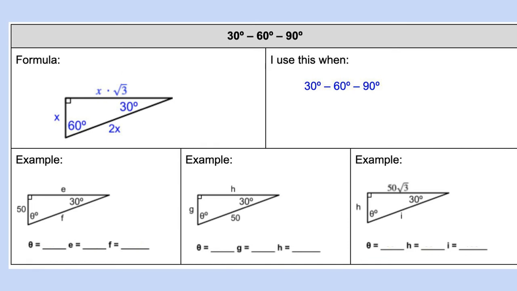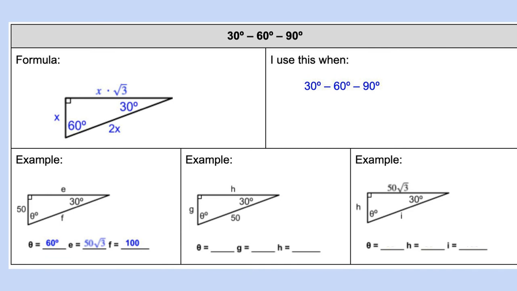So let's do this first example here. We're going to start by filling in the angle for theta. So it looks like we're going to have a 30, 60, 90 triangle. And then we want to think about, do we have the short leg to start with, which we do. So we do have this short leg here. So in order to get the other leg for E, we're going to multiply it by the square root of 3. So we're going to do 50 times the square root of 3. And then to get the hypotenuse, we're going to take that short leg, that 50 again, and we're going to double it. And so if we do that, we get 100.